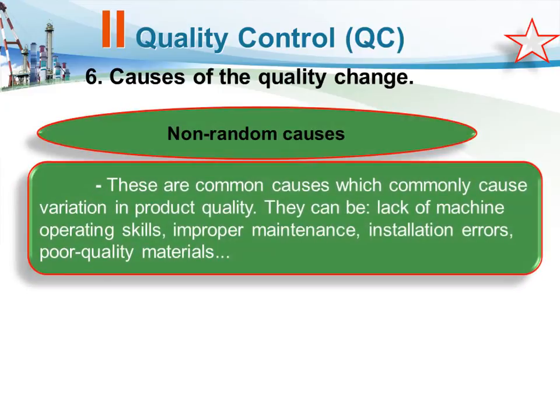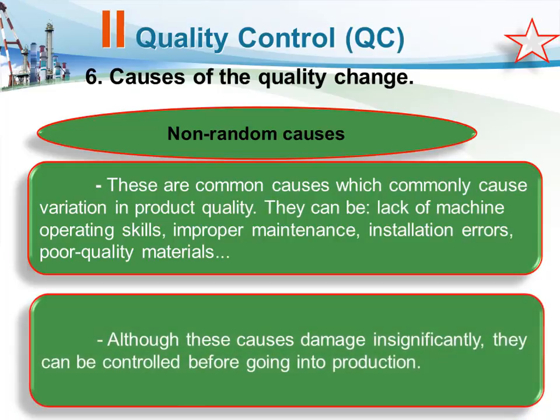Non-random causes. These are common causes which commonly cause variation in product quality. They can be lack of machine operating skill, improper maintenance, installation errors, poor quality material. Although the causes damage insignificantly, they can be controlled before going to production.